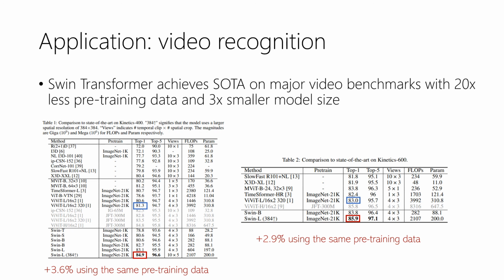On Kinetics 400, it achieves 84.9, which is 3.6 better than ViViT. On Kinetics 600, it achieves 85.9, which is 2.9 better than ViViT.